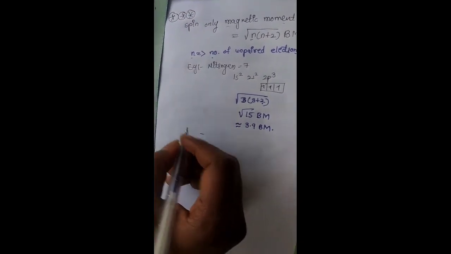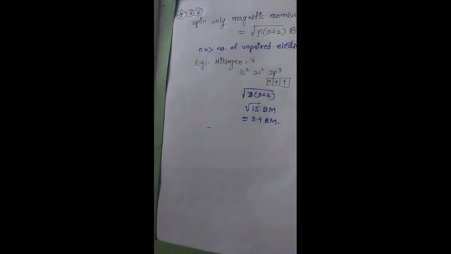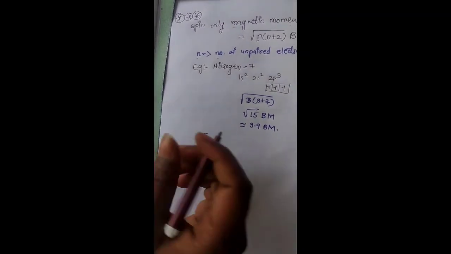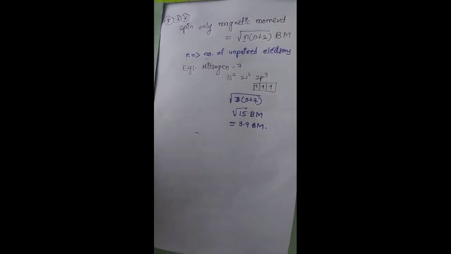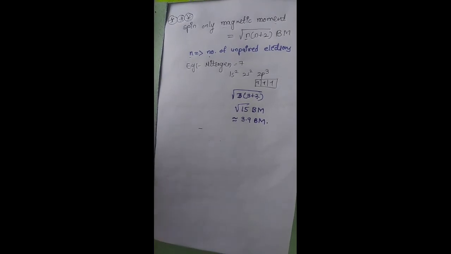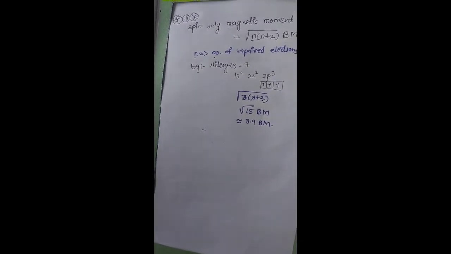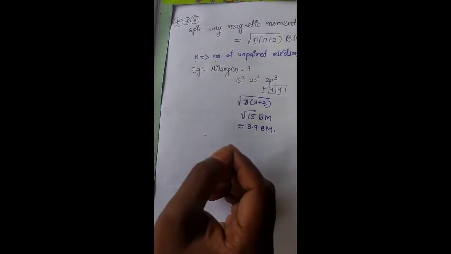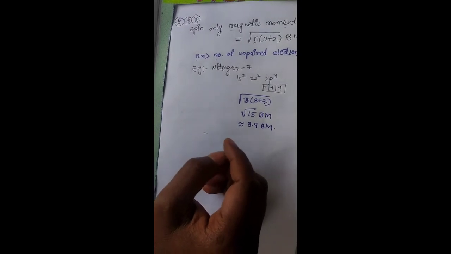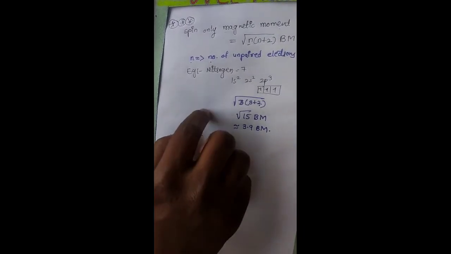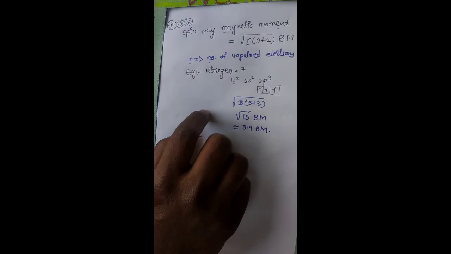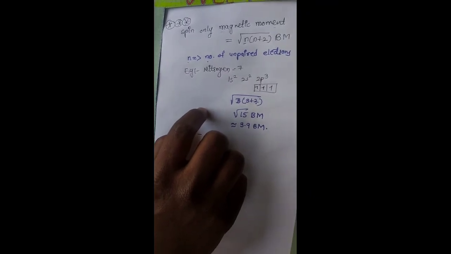Students, listen here. Okay students, we will discuss later the problems based on this magnetic moment and the orbitals in a subshell and the maximum number of electrons.